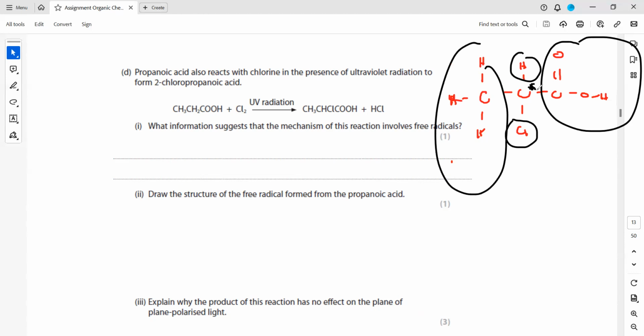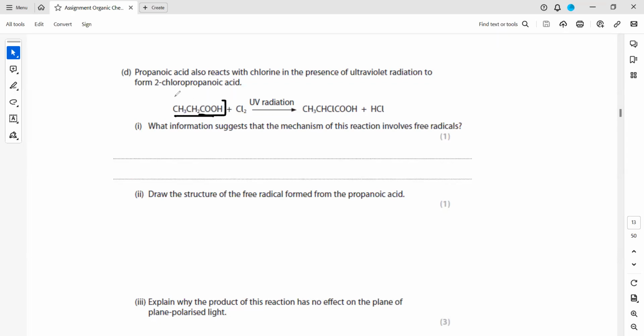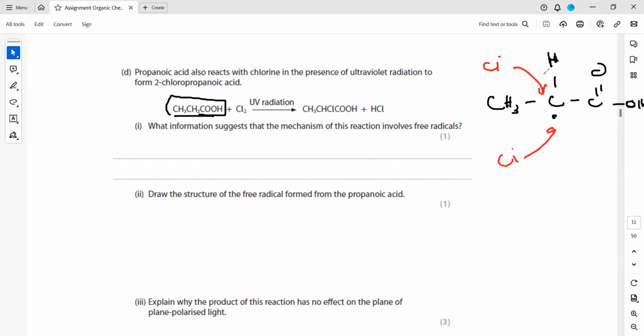So there is a chiral carbon, which means it should rotate the polarized light. But why is it not rotating the polarized light? What might be the reason for that? The reason is, when this molecule breaks down, 1 hydrogen is removed. So this will be CH3, this will be CH, and then C double bonded with O and H. This is the free radical which is produced. Now the chlorine radical can attack from the top or from the bottom. Both possibilities are there.